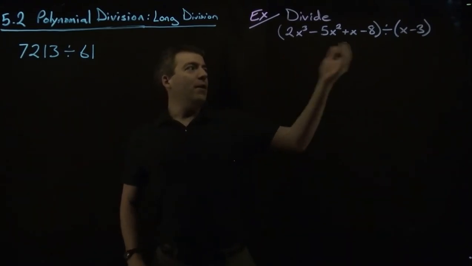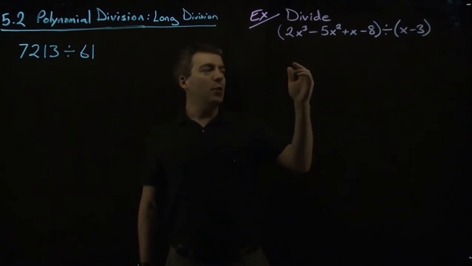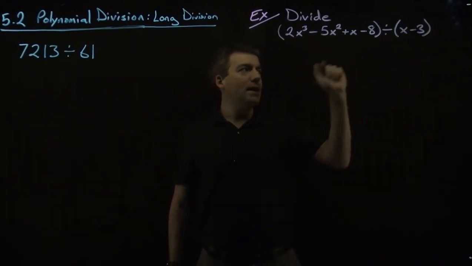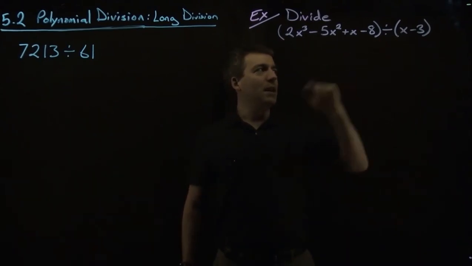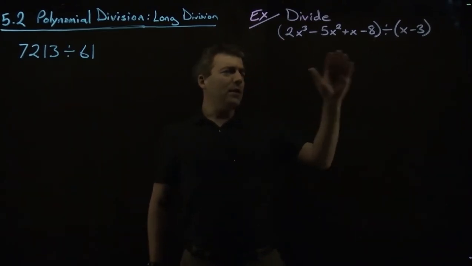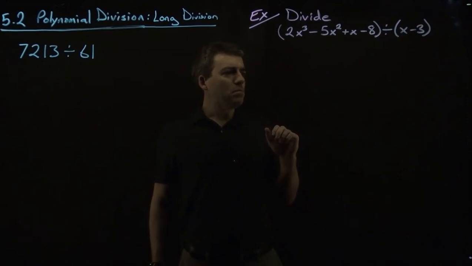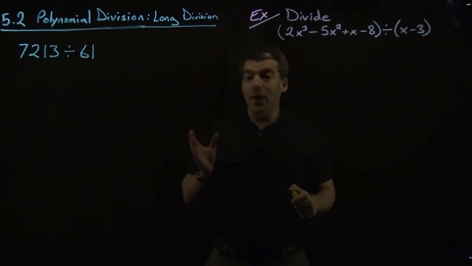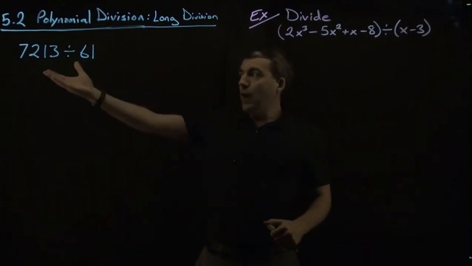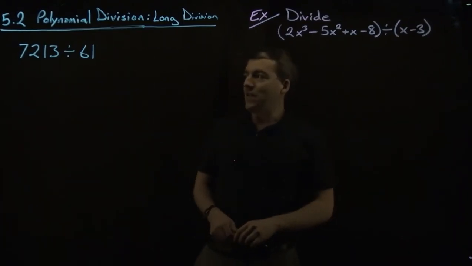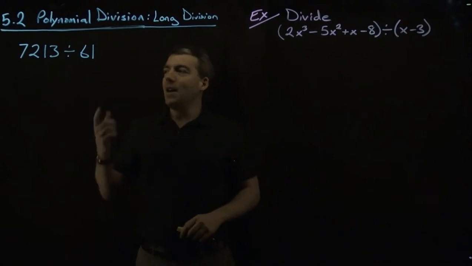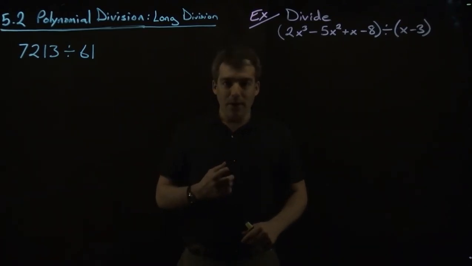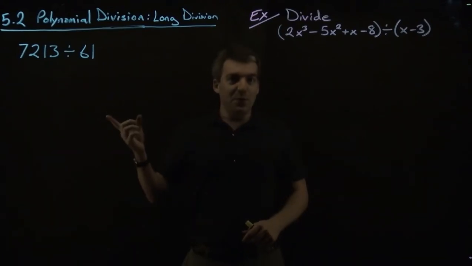So here we've got a polynomial 3x cubed minus 5x squared plus x minus 8 divided by x minus 3. How are we going to do such a division? Well, there's already a method that you know of how to divide, and that's long division. So if we had to divide two numbers, let's say 7,213 by 61, what would you do? Not pick up your calculator. If we were to do this by hand, what would you do?